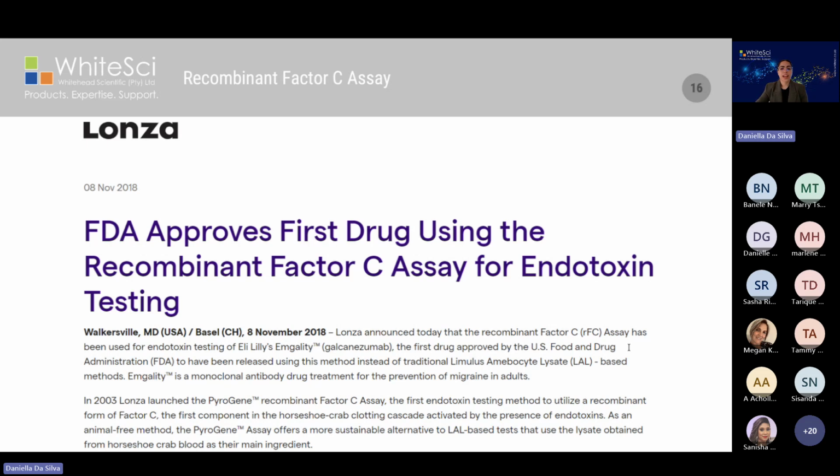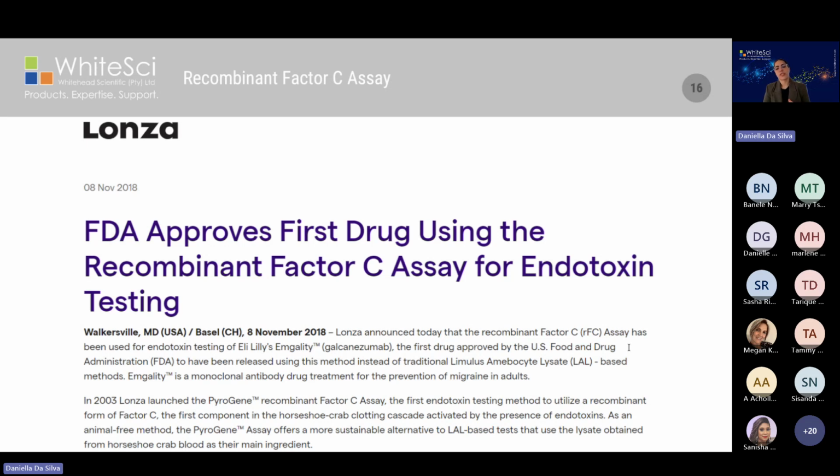The publication that I've highlighted here on the slide is an example of how RFC has been evaluated and applied within pharmaceutical development and quality environments. The findings demonstrate that RFC can provide equivalent endotoxin detection performance while still supporting the broader sustainability and supply continuity objectives that are occurring within the field.